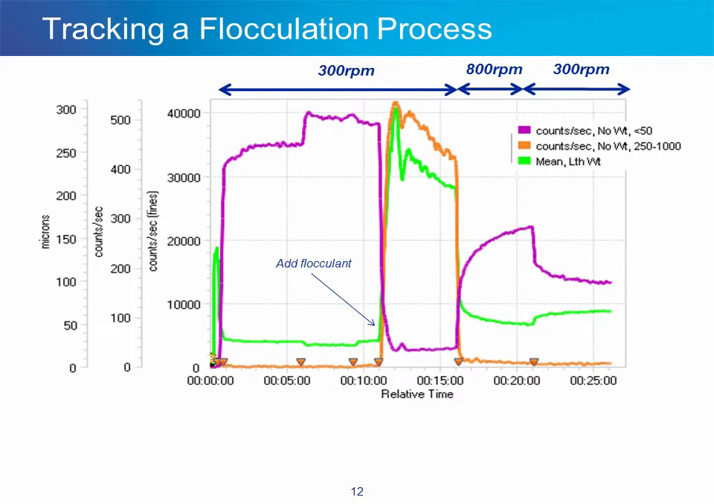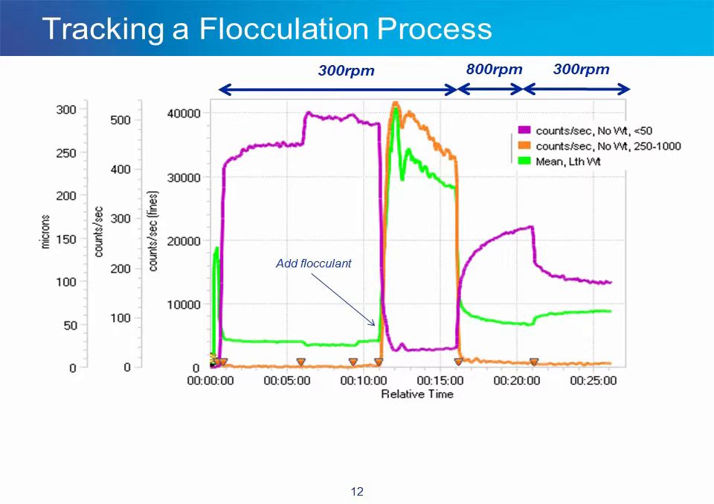You can see that the mean floc size decreases, you can see the counts between 250 and 1,000 decrease dramatically, and the number of fines increases. So essentially what we're doing here is, as we increase the mixing rate, we introduce shear into the system and everything breaks apart. And then the mixing rate is reduced back to 300 and we can see there's some degree of reflocculation. So right around 20 minutes there, we can see that the system begins to reflocculate with the fines decreasing and the mean increasing again.